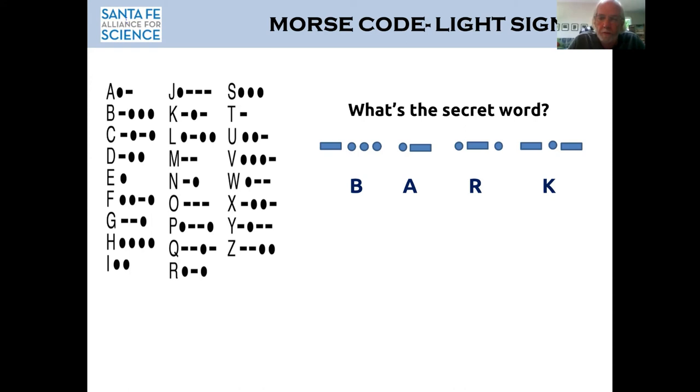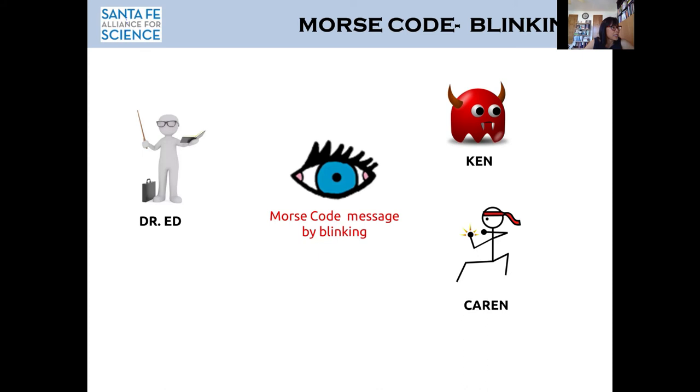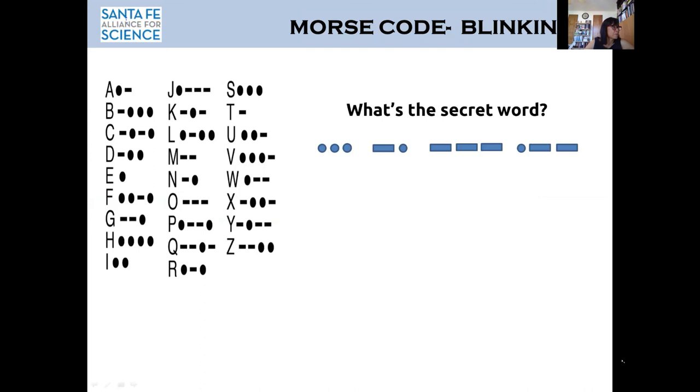Now there's one more way you can transmit Morse code without a telegraph. You can blink your eyes. Now watch as Dr. Ed blinks a secret word to me and Ken. We wrote down Dr. Ed's blinks in Morse code symbols. Now you try and figure out the secret word. Stop the video while you figure it out.